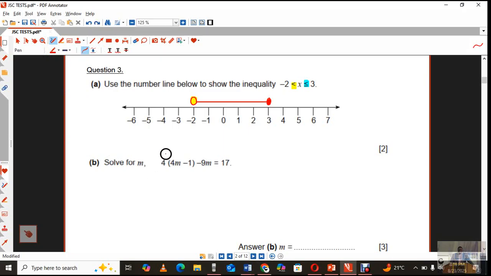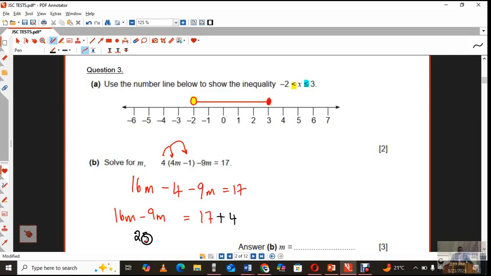Right here, what you would do is first distribute, that is 16m, and multiply this. Be very careful here. A lot of students have the habit of just writing 1, but 4 times -1 is -4. On the left side, you're going to collect the like terms. So you're going to have that. On the other side, you take the 17. And because you're moving, you are adding 4 to both sides. So at the end of the day, what you're going to be left with is 25.